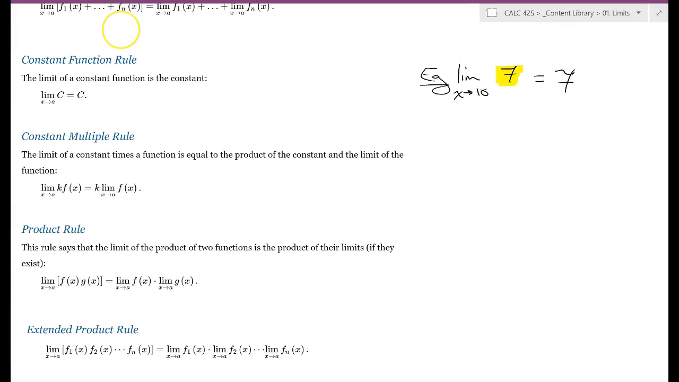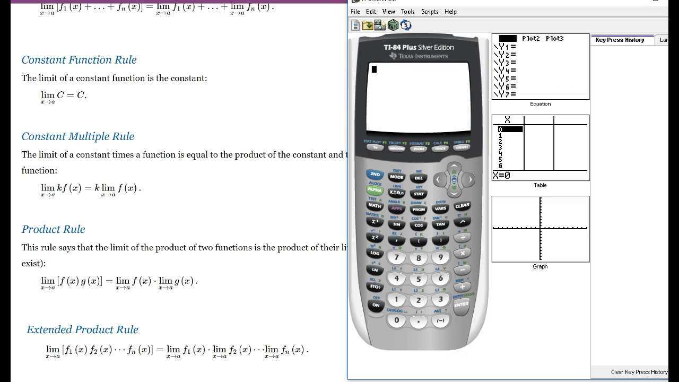And that makes sense when you graph it, because the y value is always the same if we're looking at a constant function. So this becomes apparent when we actually create a graph. If I create a graph of my function 7, it makes a horizontal line. So no matter what my x value is, my y value is always 7. And we see that in our table here as well.